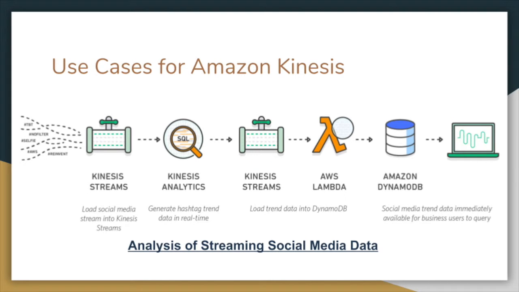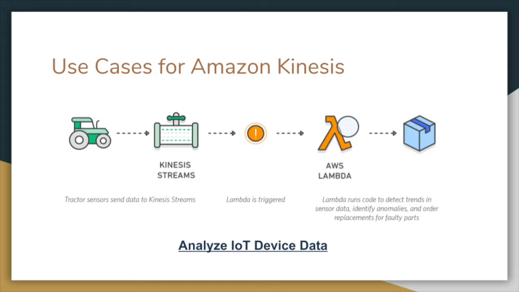So, what are some of the use cases for Amazon Kinesis? One use is to analyze streaming social media data. With a combination of Kinesis Stream, Kinesis Analytics, and AWS Lambda, you are able to analyze streaming data and make it available to business users to query in real time. Next, Amazon Kinesis is also used to analyze IoT device data. In this example, the tractor sends data to Kinesis Stream from its sensor. The Lambda is triggered, and it runs code to detect trends in sensor data, identify anomalies, and also order replacement for faulty parts.